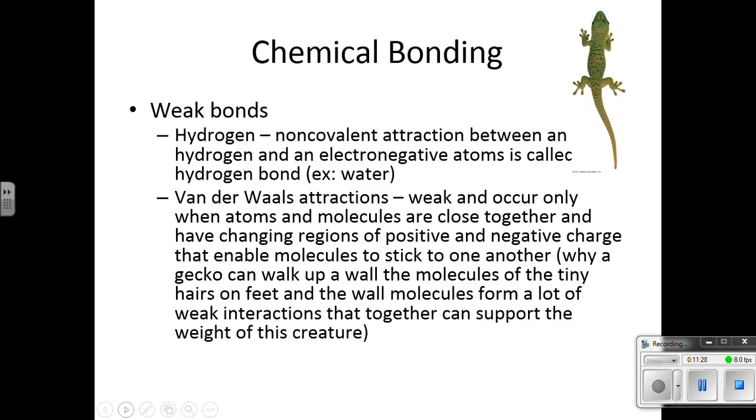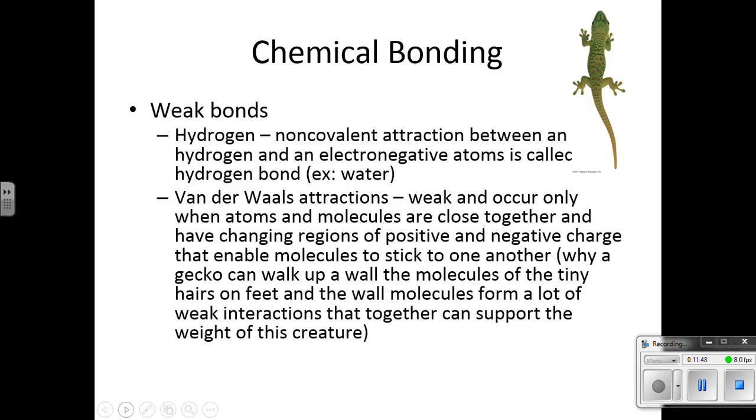Weak bonds. Hydrogen bonds are very weak. We'll talk a little about hydrogen bonds when we talk about water. We'll talk about it when we talk about DNA, because DNA is held together by some hydrogen bonds. It's a non-covalent attraction between a hydrogen and an electronegative atom.